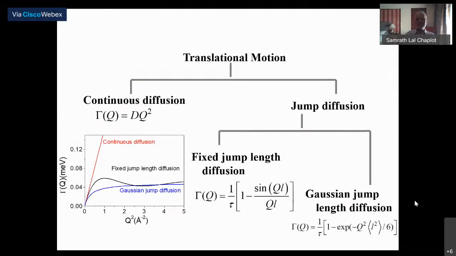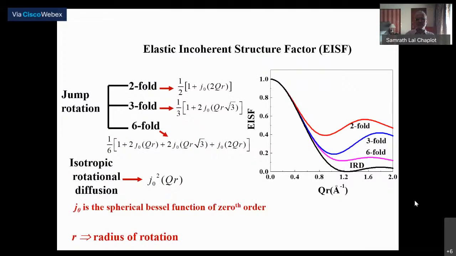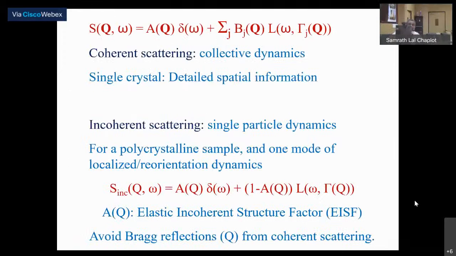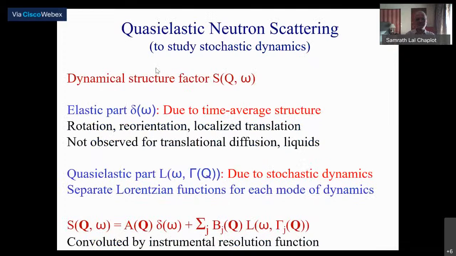Elastic, incoherent translation. So, in quasi-elastic neutron scattering, let me just move back a little bit. We have the dynamical structure factor, which has for the stochastic dynamics an elastic part and a quasi-elastic part.